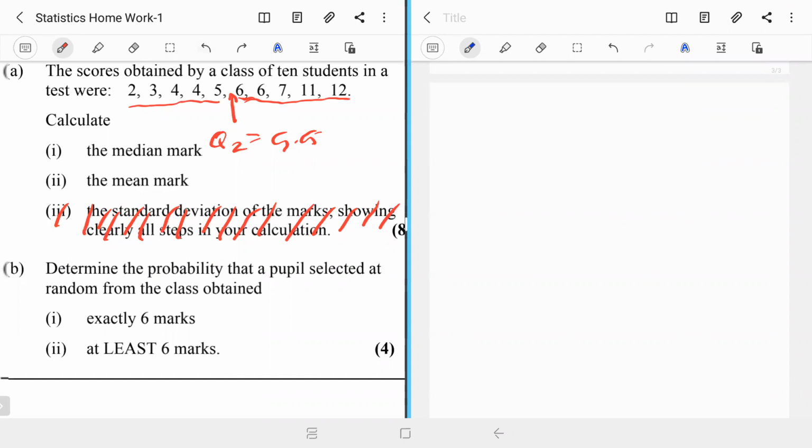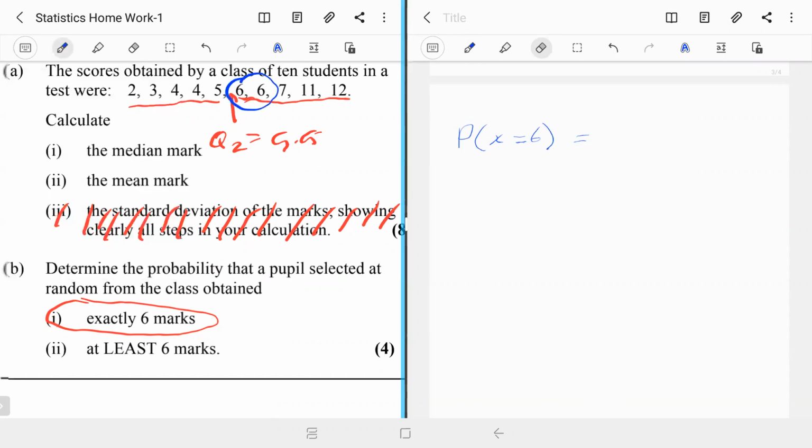This question says determine the probability that a pupil selected at random from the class scores exactly 6 marks. Remember, there are 10 marks there. You want those who score exactly 6. Let's write it like this: the probability that X, the score, is equal to 6. What's the answer? 2 out of 10, because there are 2 scores equal to 6 and 10 scores to choose from. So it's 2 out of 10, which reduces to 1 over 5.